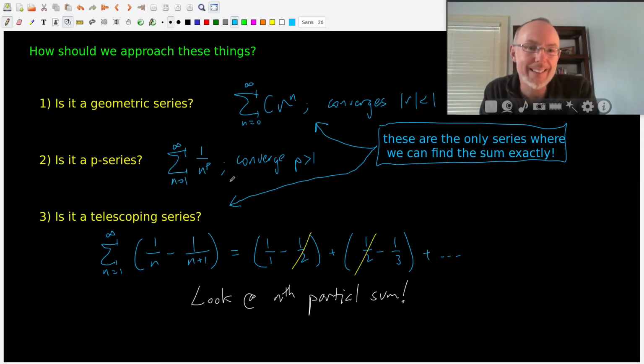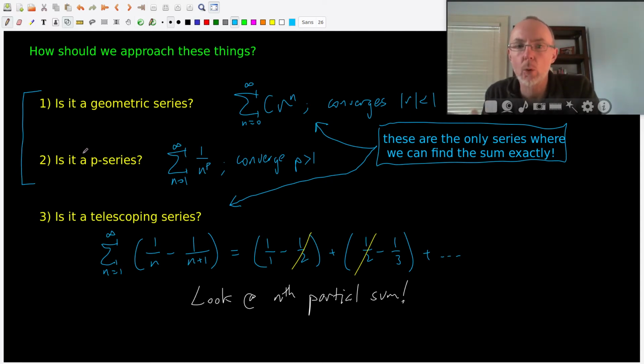So these are our basic kind of tests, and especially the first two. The tests we looked at in the first couple of sections used the geometric series and the p-series to test against, right? We had the comparison test and the limit comparison test. You had to have something to compare with. And those comparisons are the geometric series and the p-series.